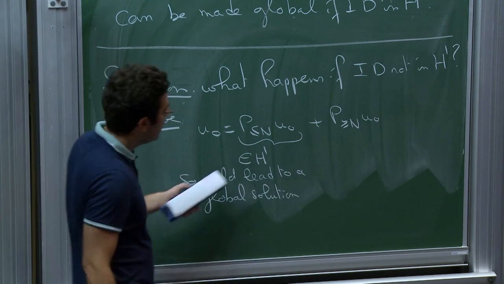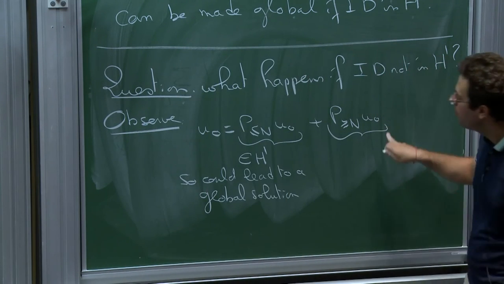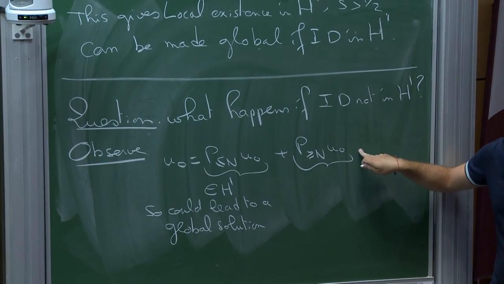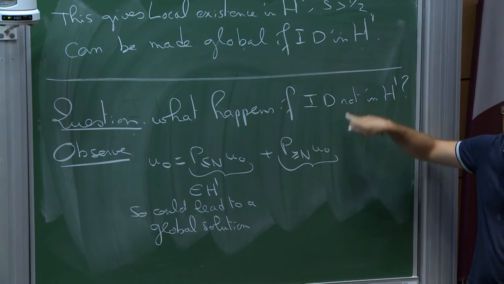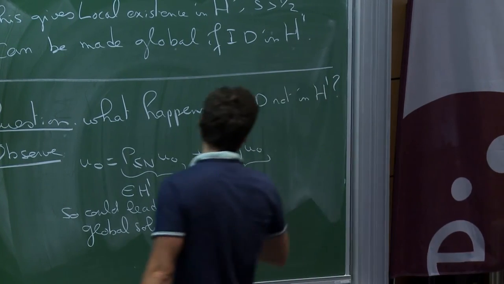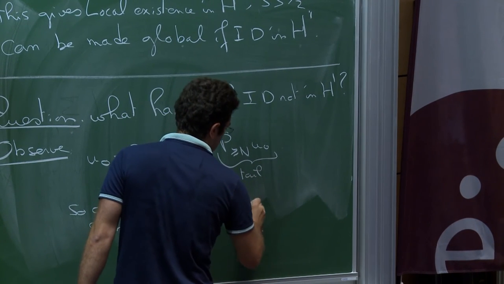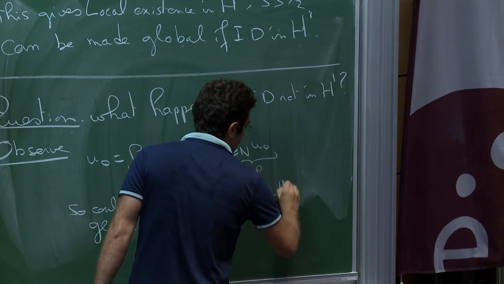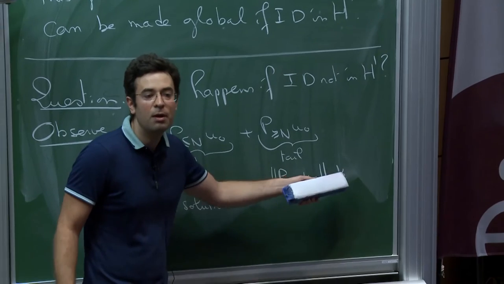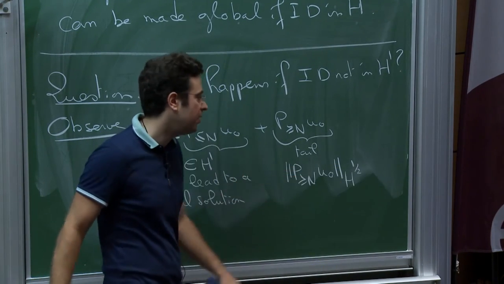But of course, I will have to correct for an error. But what is going to be important for us is that this error is not in H1, that would be too good, but it's much better. So tail. And so where can I make sure that these are errors? Well, when I estimate them in H1 half, or maybe with this proof in H1 half plus.